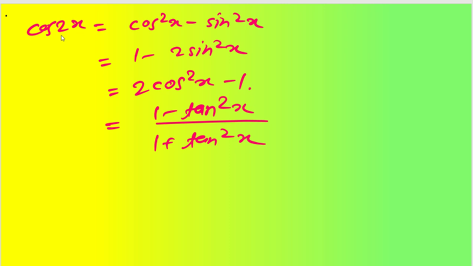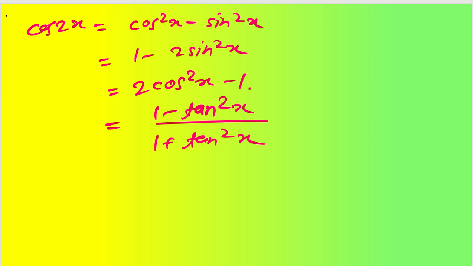Okay, if it is cos x, then it will become cos square x by 2 minus sin square x by 2. So you can see whatever the argument is here, that will be half of that. Okay, so if it is cos x, then it will become 1 minus 2 sin square x by 2.